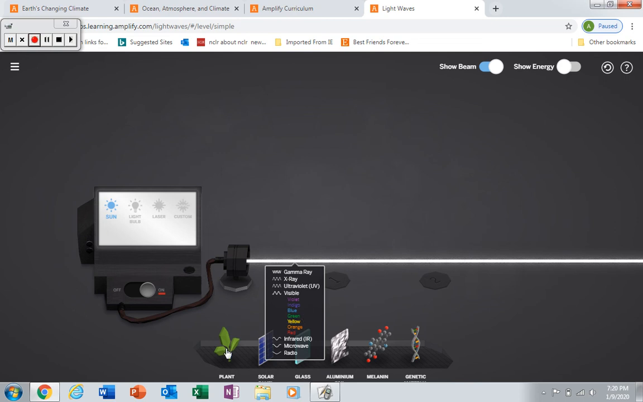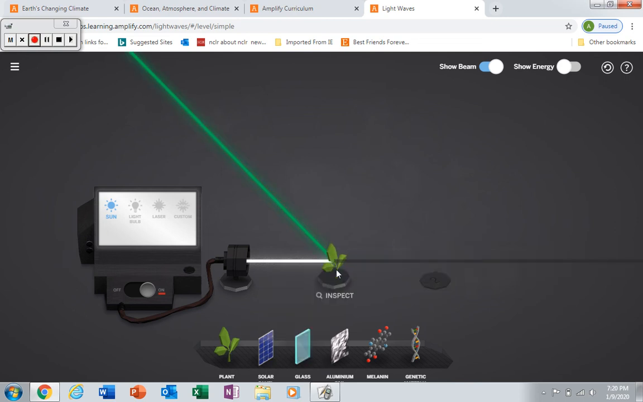And just to review what we did already know, if we put this plant here, that green light gets reflected, and that's the light we end up seeing. So hopefully you remember that.